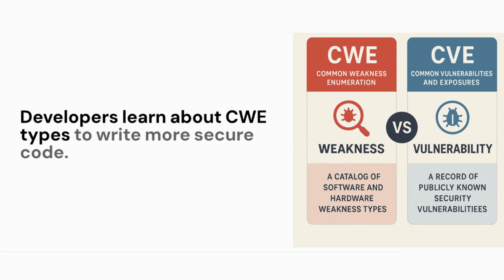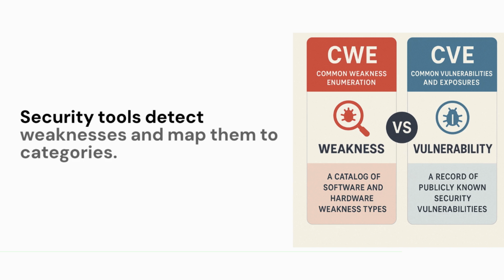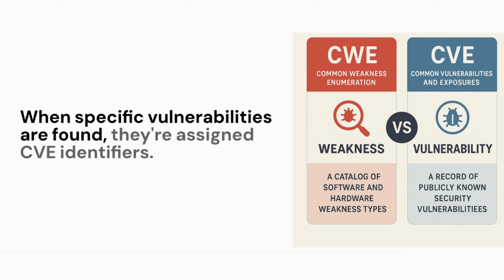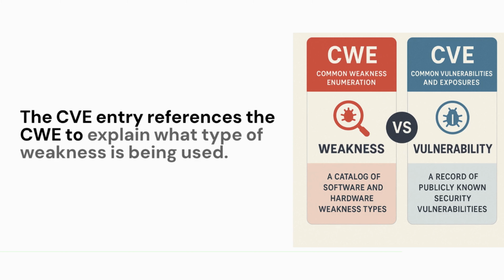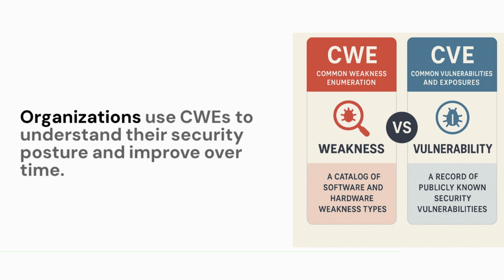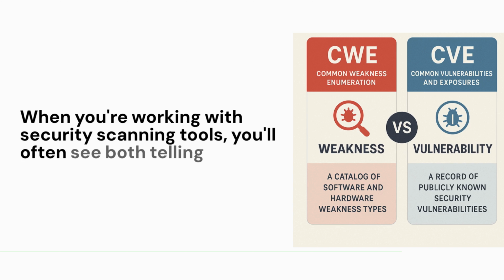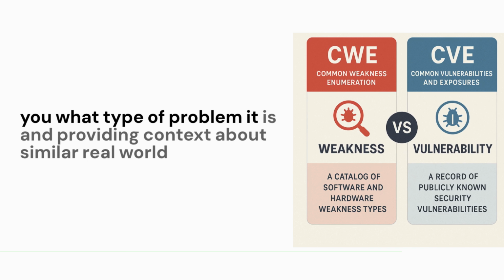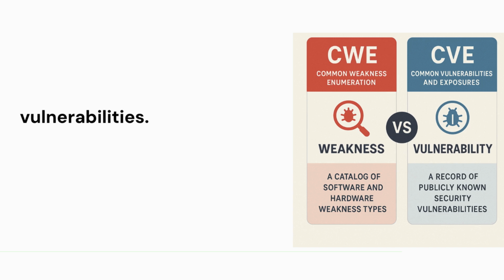Developers learn about CWE types to write more secure code. Security tools detect weaknesses and map them to CWE categories. When specific vulnerabilities are found, they're assigned CVE identifiers. The CVE entry references the CWE to explain what type of weakness is being used, exploited, involved. Organizations use CVEs to track what needs patching. Organizations use CWEs to understand their security posture and improve over time. When you're working with security scanning tools, you'll often see both, telling you what type of problem it is, CWE, and providing context about similar real-world vulnerabilities, CVE.